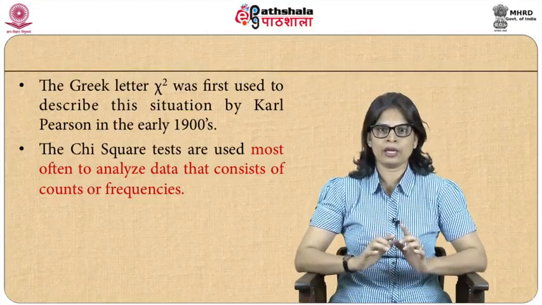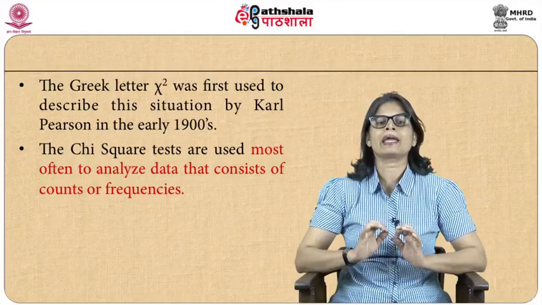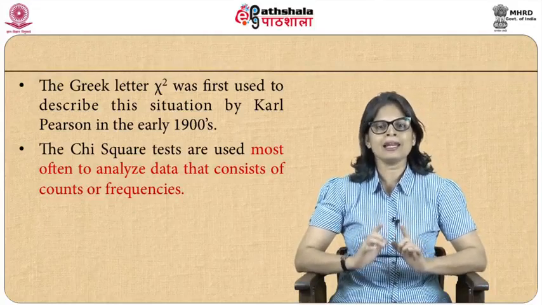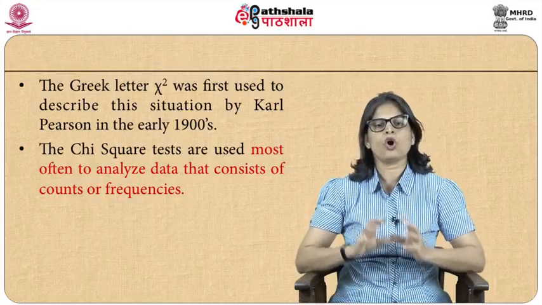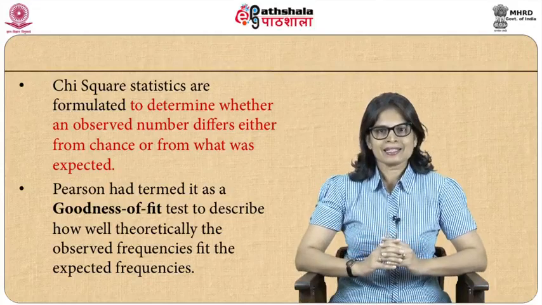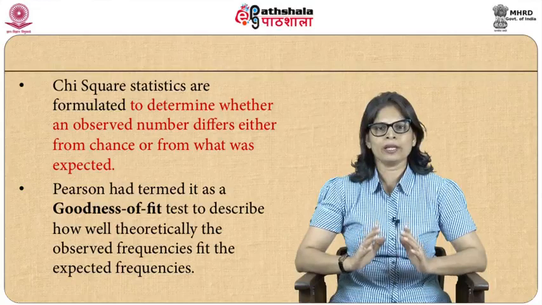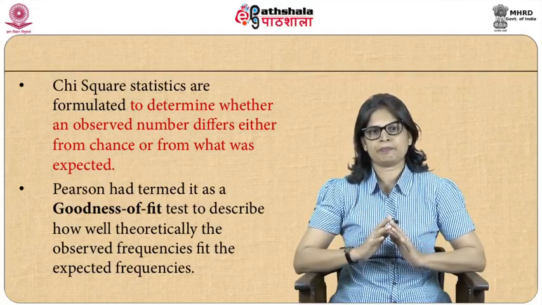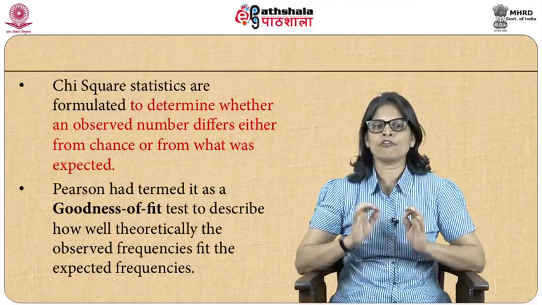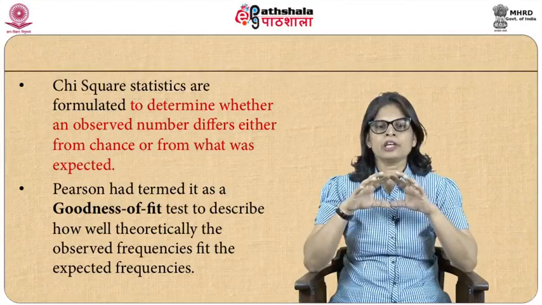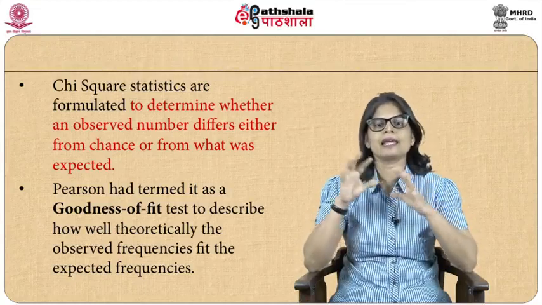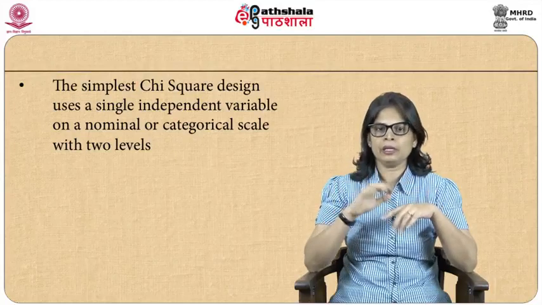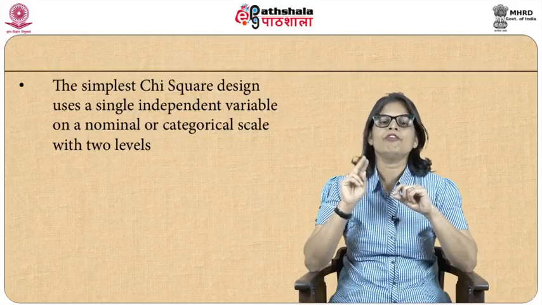The Greek letter chi-square was first used to describe this situation by Karl Pearson in the early 1900s. The chi-square tests are used most often to analyze data which consists of counts or frequencies. The chi-square statistics are formulated basically to determine whether an observed number differs either from chance or from what was expected. Pearson termed this the goodness of fit test, to describe how well the theoretical and the observed frequencies fit the expected frequencies. The simplest chi-square design uses a single independent variable on a nominal or a categorical scale with just two levels.